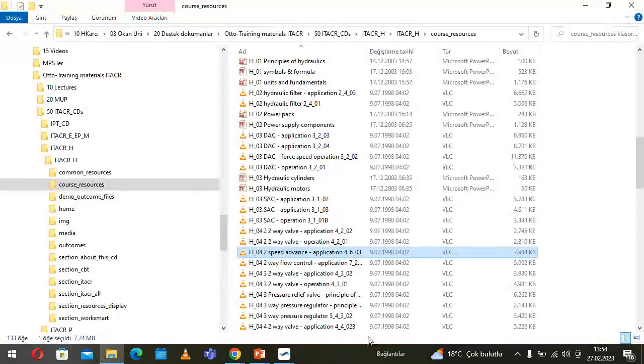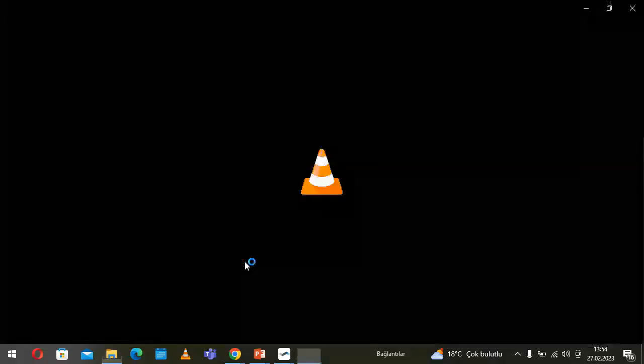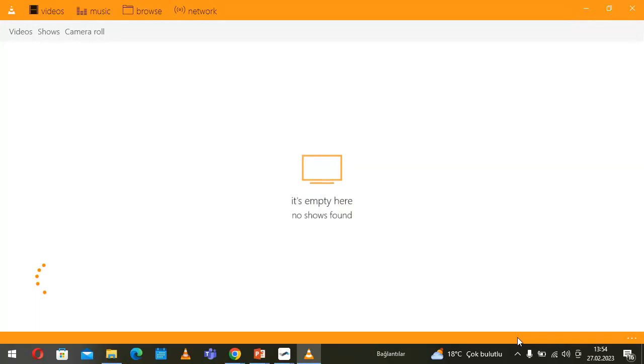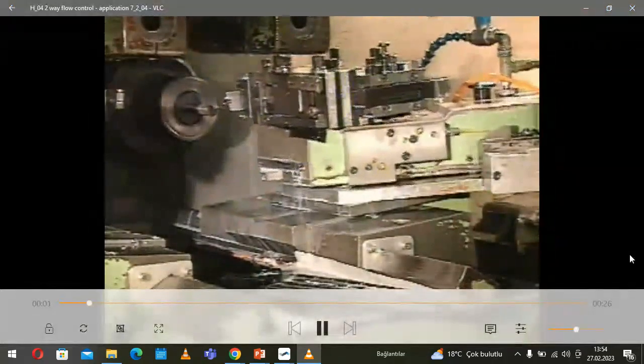Okay. So then the flow rate, flow control. So for the speed control, we need to control the flow.